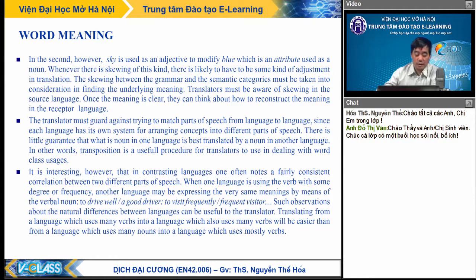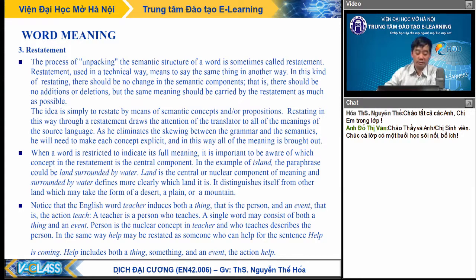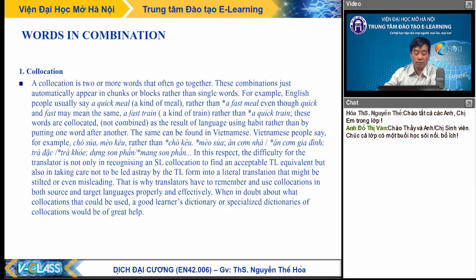And also in the next kind, there should be a combination between the verb, a different part of speech, and the noun. We know the relationship between the attribute, the component of the word, and also the sentence. And for restatement, sometimes we have to restate. It means that you have to try to rewrite the message in another structure. And what about collocation? Collocation is two or more words that often go together. The combination just automatically appears in chunks or blocks rather than a single word.